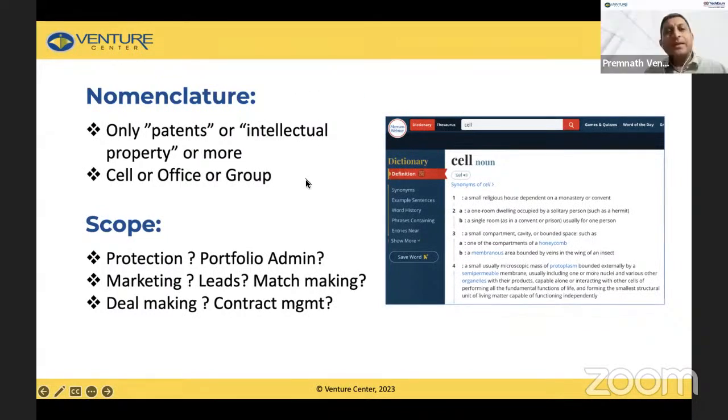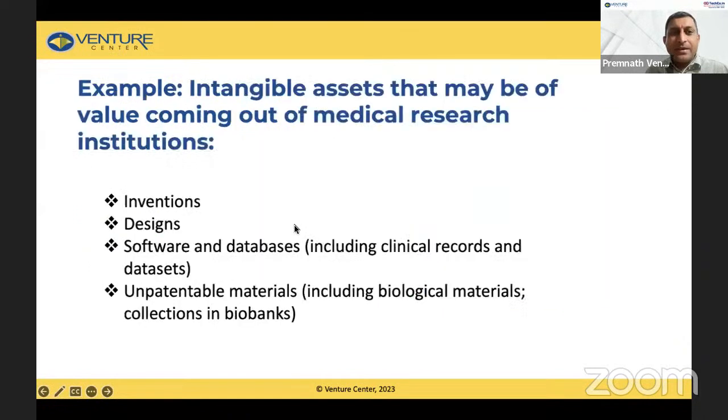As far as nomenclature is concerned, should it be patents, or should it be broader, as intellectual property? That is the first question to ask. The second is the word cell itself and what it stands for. Let's take up the first one, which is patents or intellectual property. Typically, most academic organizations will be dealing with multiple intangible assets.